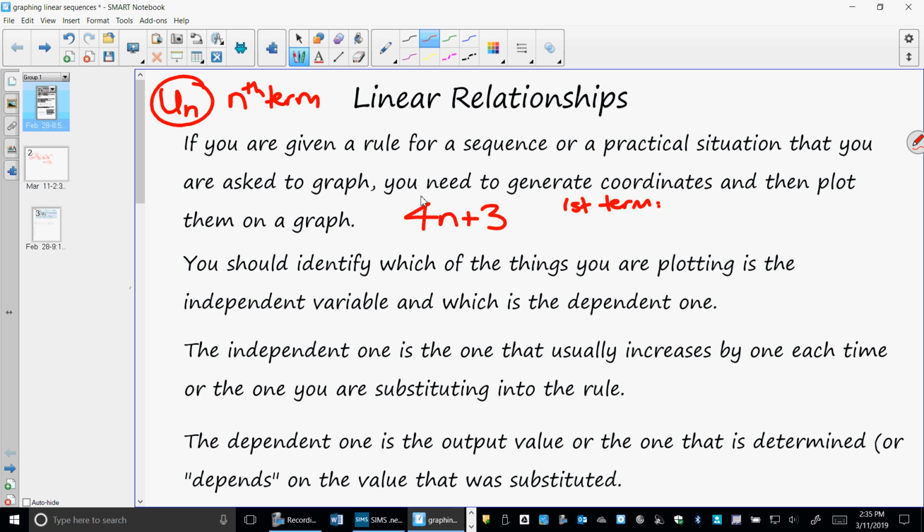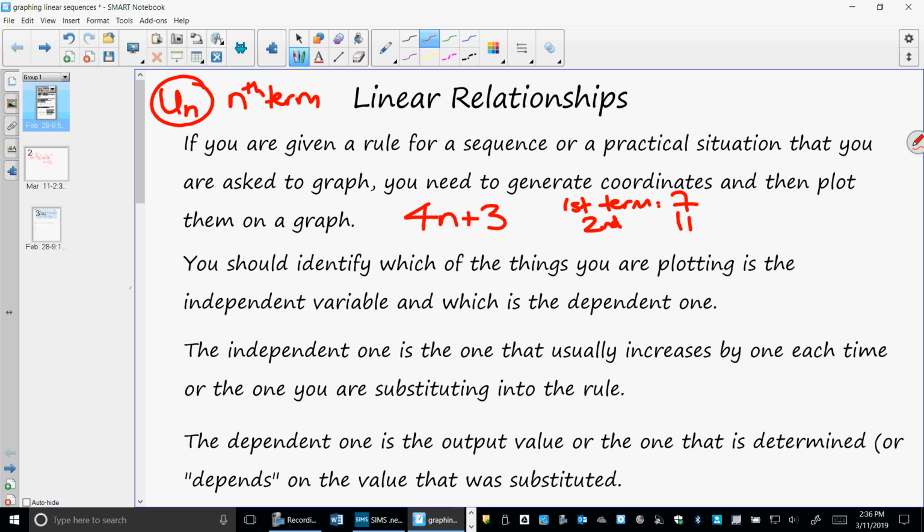Good, so our first term would have been 7. And then, okay, Abby, how would I find the second term? 4 times 2, which is 8, plus 3, which is? 11. Good. All right, so we've generated some numbers.